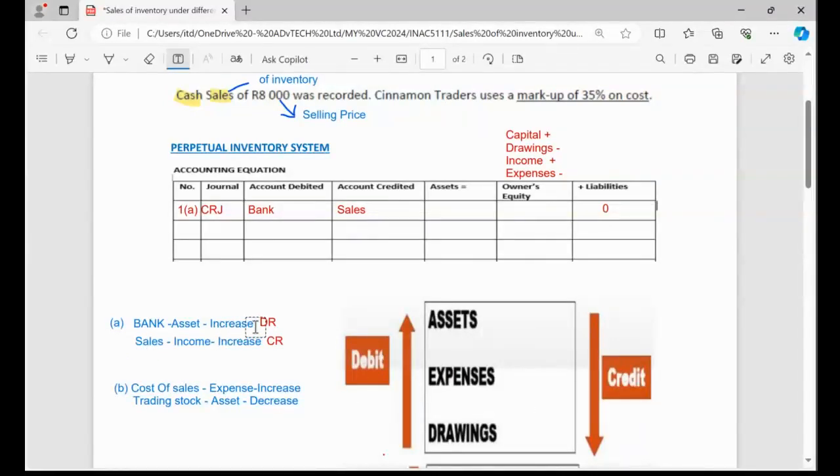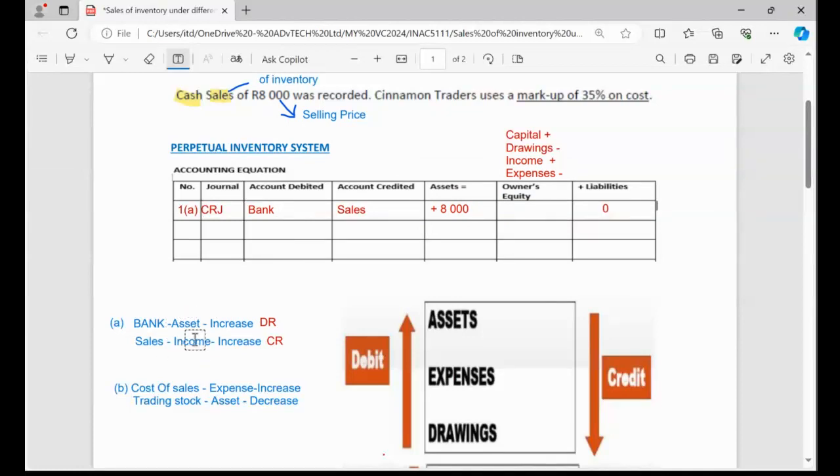Now we say assets are increasing. It means we must just go to the assets and we increase them by how much? We increase them by 8,000. Okay, and then this is what we want to use now. We increased because the amount is 8,000 here, so we said the asset is increasing.